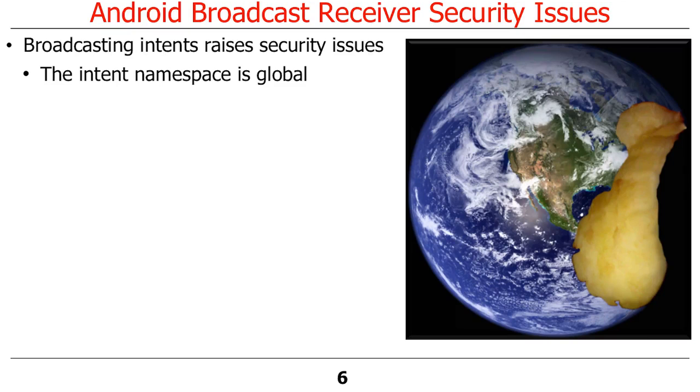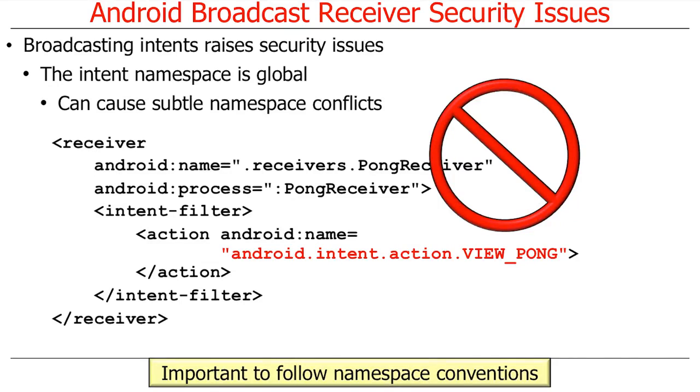One of the problems is that the intent namespace is global. As a result, it's possible for there to be conflicts where different apps or different app components will have the same names, and the Android system won't be able to disambiguate them. This can lead to various subtle namespace conflicts, where multiple components will be named with the same actions and therefore be ambiguous to the underlying Android Activity Manager service and its intent resolution process.